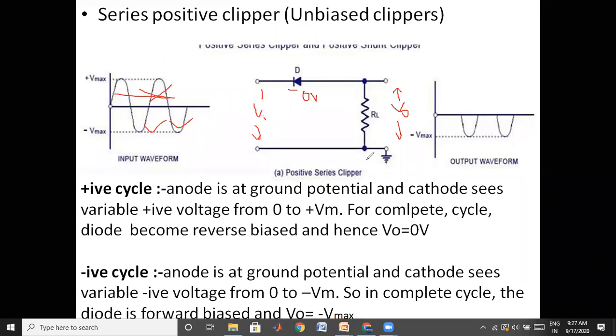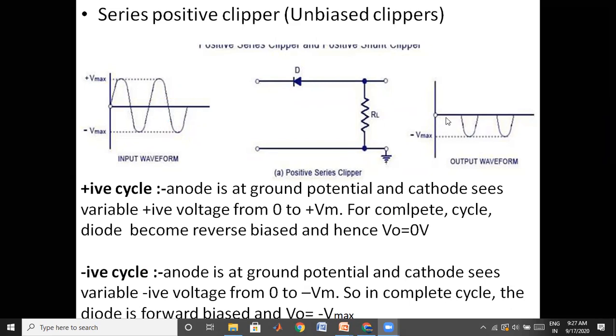The same matter I have explained in the theory. Whatever we have discussed up to now, I have written in the theory points: what happens in the positive cycle and what happens in the negative cycle. Please go through this matter. This is regarding your series clipper, circuit diagram and output waveform. We have one more concept, transfer characteristics, which we will discuss later. Up to now we have seen only the input waveform and output waveform.